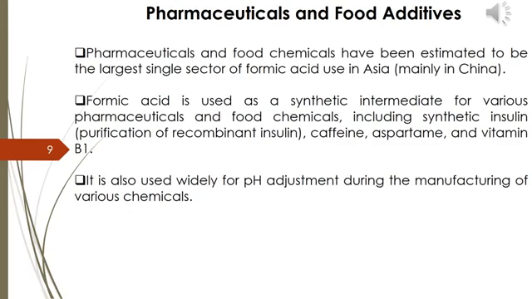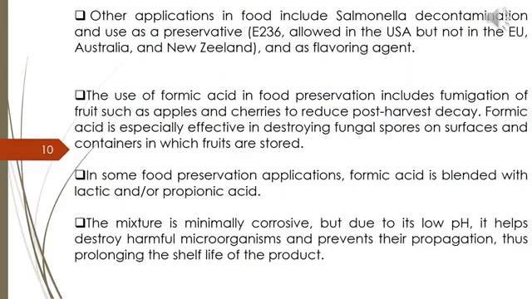It is also used widely for pH adjustment during the manufacturing of various chemicals. As we have seen before, it is used for regulating pH. So when we need to do pH adjustments during the manufacture of various chemicals, we use formic acid.